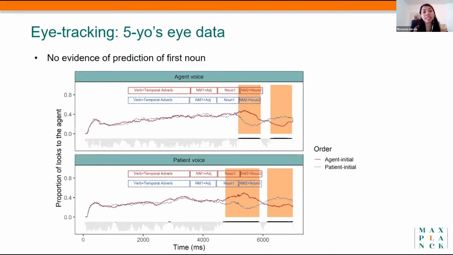So here we actually see no prediction of the first noun in the 5-year-olds. You can see here they showed more looks to the agent in the agent initial condition only after the noun has started to be mentioned. Notice though that this divergence is still earlier in the patient voice than in the agent voice, showing a patient voice advantage. Let's take a look at the 7-year-olds.